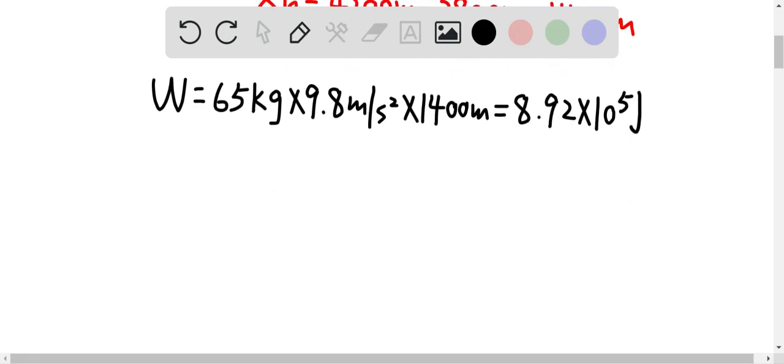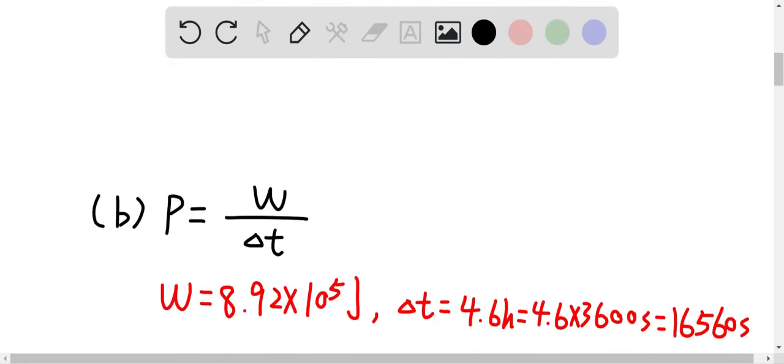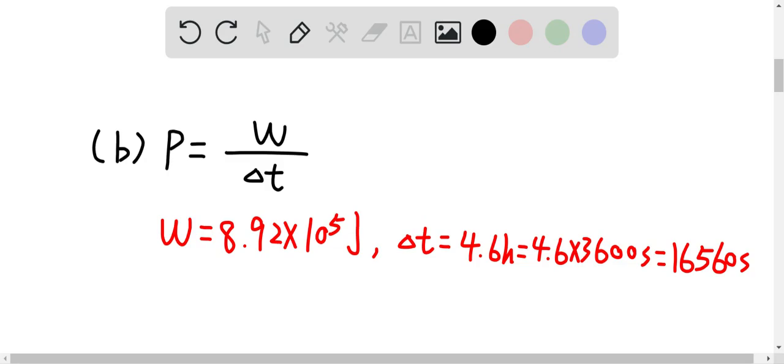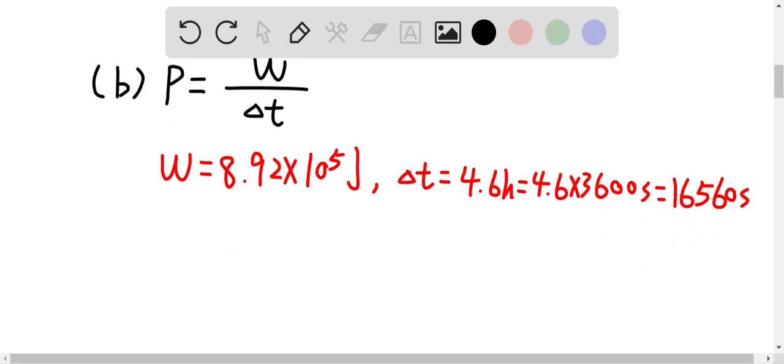And for the power, we know the power is equal to work done divided by the time interval. Since it takes the person 4.6 hours to climb to the top, we know 4.6 hours is equal to 16,560 seconds, because in 1 hour there are 3,600 seconds.